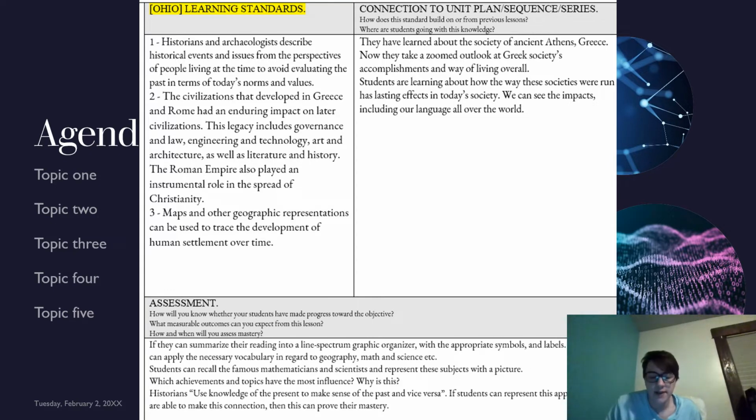So I added this line that says, historians use knowledge of the present to make sense of the past and vice versa. The reason I added this was because I thought it was very important to show the reflection of the lesson. The whole lesson was about how this contributes to what we know now, and why each of these topics is important. So if they can really get that key statement for the assessment portion, it solidifies their thinking of the objective as well.